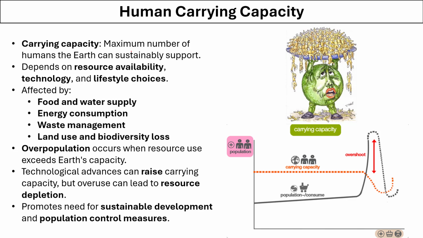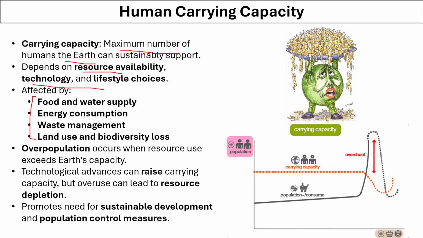Carrying capacity is the maximum number of human beings or individuals that an area or overall Earth can sustain. So if there are limited resources, and with the changes in lifestyle and technology, there will be a significant impact on how many human beings can live on this planet. Gradually, food and water resources are depleting, more energy is being consumed, more waste is being produced, and the land is being used up, and biodiversity is also declining.